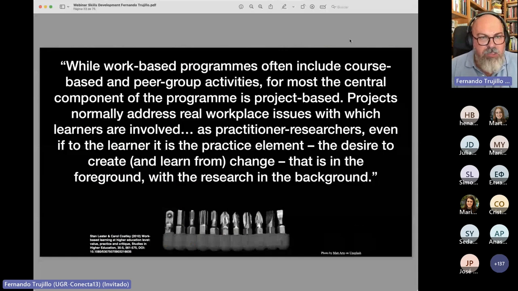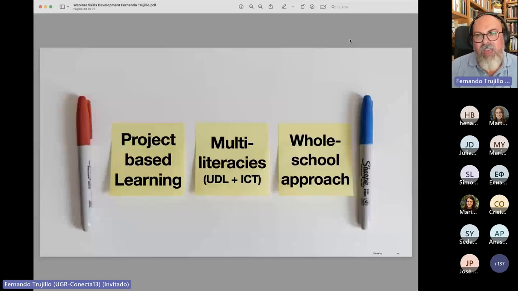So all these elements may also be related to what we normally call project-based learning. And in fact, when we are asked about our proposal for skill development, our answer is threefold. We believe that the sum of project-based learning together with multiple literacies and a whole school approach can help our students develop their skills in a more efficient way.